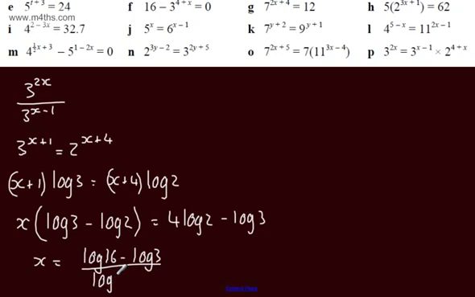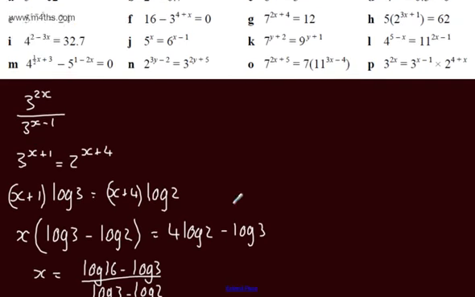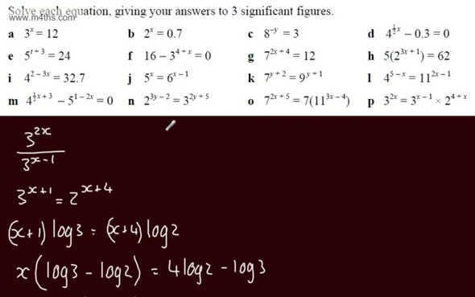So if you're asked to show something, then you can show what's going on. All we've done is use the rules of indices and then use the skills we have. I would expect you to expand the brackets at this point, collect the terms in x, factor out the x, and then divide through. This is a shortcut.